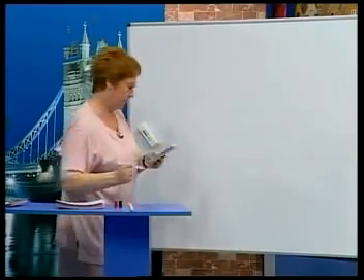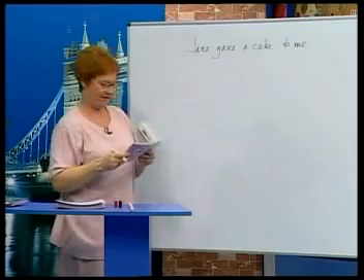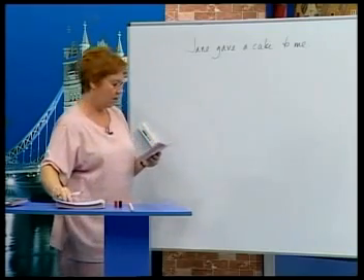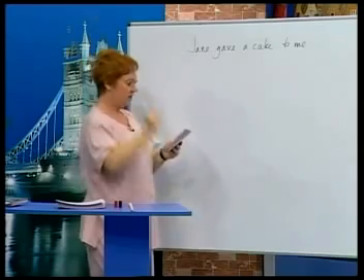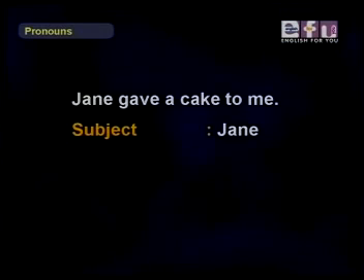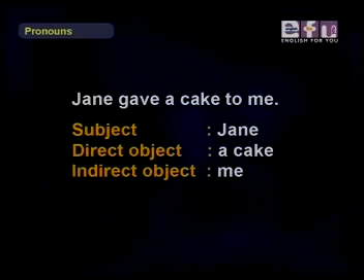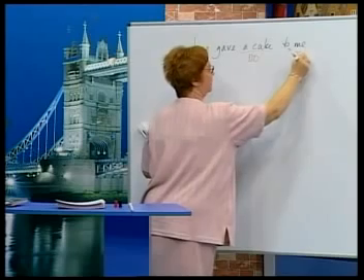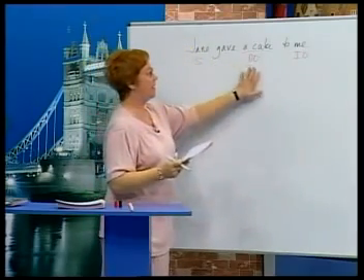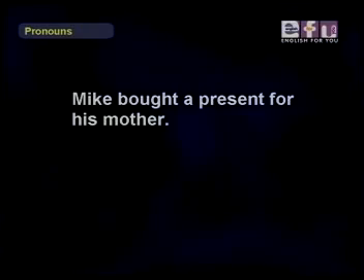So, here we go. Jane gave a cake to me. Lucky me. Okay? Now, Isabel, which is the subject, the direct object, and the indirect object? So first, what's the subject? Jane is the subject. A cake is the direct object. And me is the indirect object. Yes, good. Okay? So Jane gave a cake to me. Good.